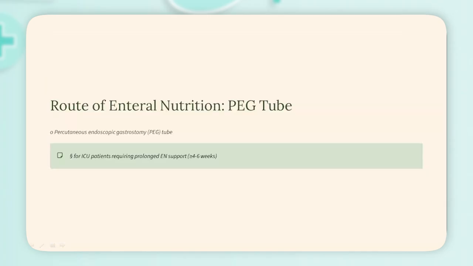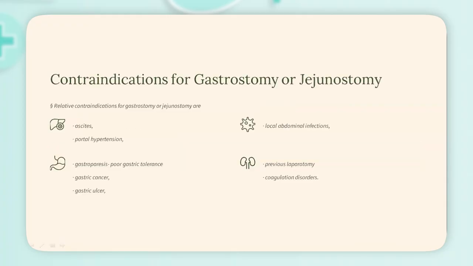If the patient is getting nutrition for more than 4 weeks, we usually call the gastro team for an endoscopic percutaneous gastrostomy tube, but it has its own complications and contraindications. Patients having ascites, portal hypertension, gastroparesis, local abdominal infections, previous laparotomy scar, and coagulopathic patients. This is a more invasive procedure and cannot be inserted.